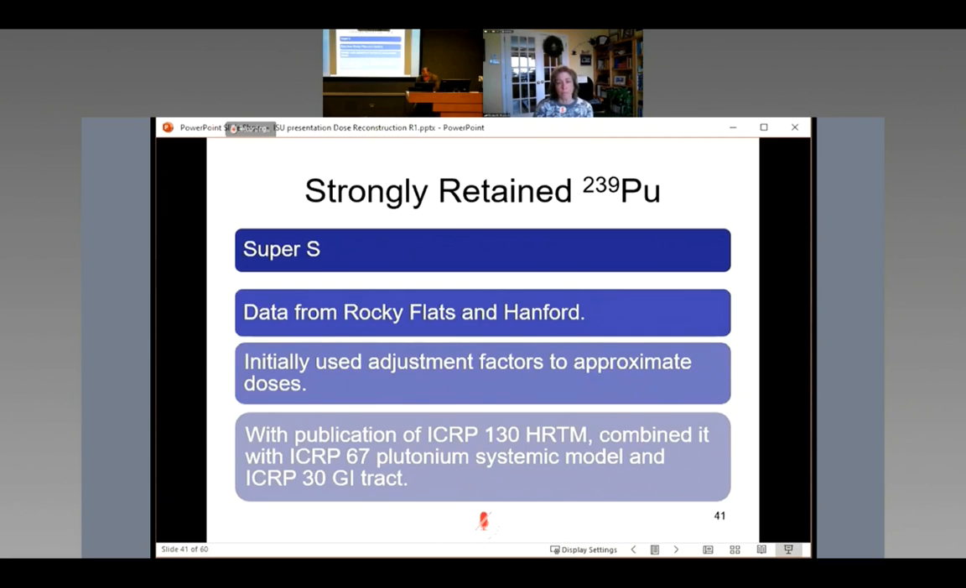However, with the publication of the updated human respiratory tract model in ICRP 130, we were able to kind of kludge together a model. So we combined that with the ICRP 67 plutonium systemic model and the ICRP 30 GI tract, and we now have a model for assessing plutonium-239. That just went into effect earlier this year, and it's a lot easier to use than having to do the adjustment factors. And I should note that I mentioned we have all these data from Rocky Flats and Hanford. The ICRP 130, I think it is, actually references our initial document where we used the adjustment factors because they used some of the data that we had. So it's kind of a circle with the data, and now we can use the models.